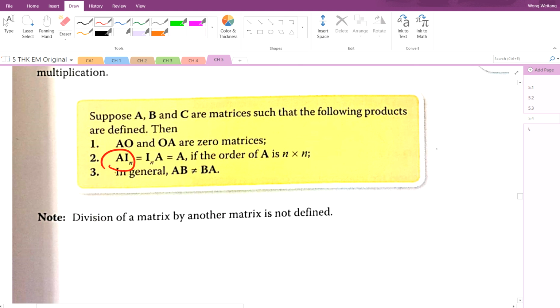A times identity matrix is the same as identity matrix times A, which is the same as A. In general, A times B is different from B times A. Sometimes it does not even work. It is not even applicable.